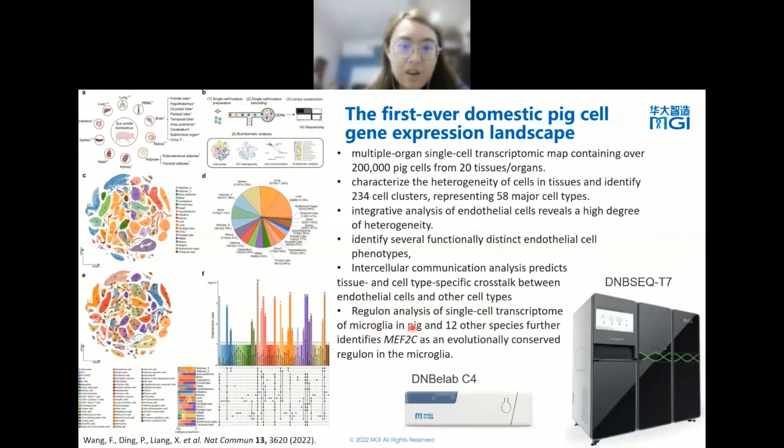And the regulon analysis of the single cell transcriptome of microglia in pig and 12 other species further identifies this gene as an evolutionarily conserved regulon in microglia. Basically, this whole project is a single cell transcriptome sequencing, and they used our DNB eLab C4, which is a single cell sequencing device. And this is our DNB-seq T7, which is one of the higher throughput sequencers that we carry.